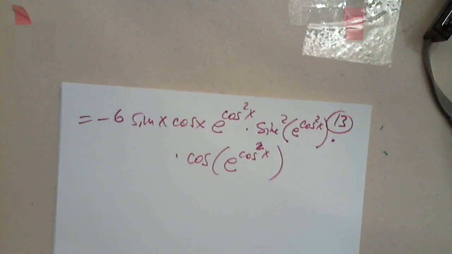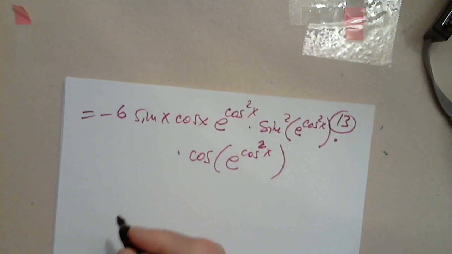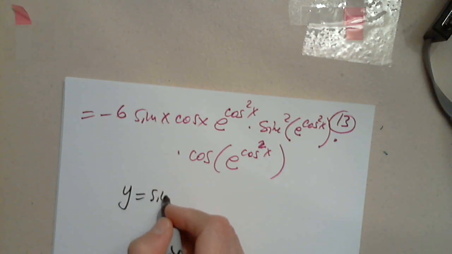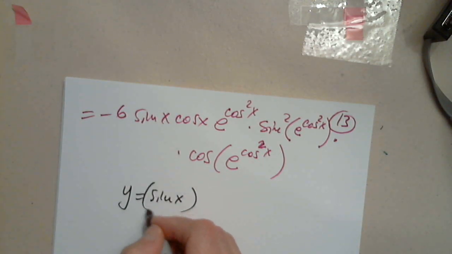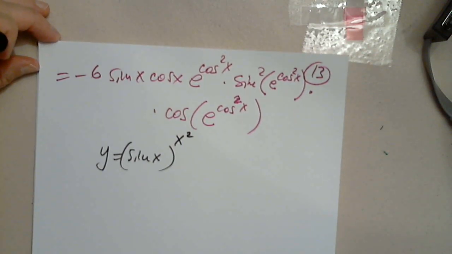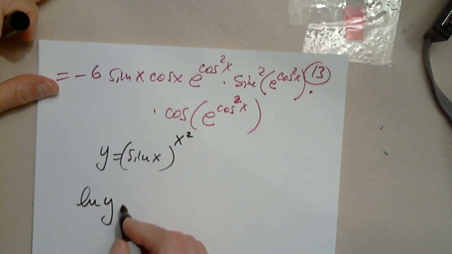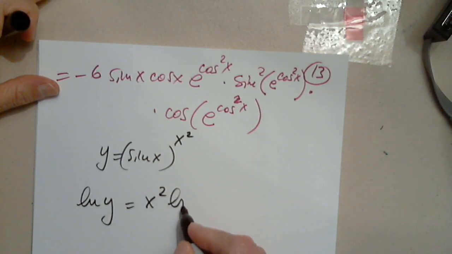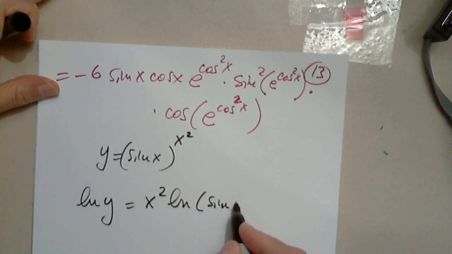Our favorite. So sine x raised to x squared. We cannot use any rule here other than applying natural log. So we have natural log y equals x squared times natural log of sine x.